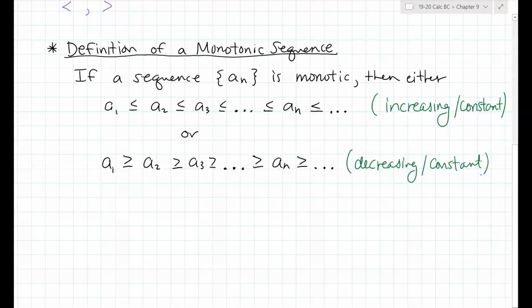The reason I write this out is that sometimes when you have to prove that something is increasing or decreasing, you use this idea: all you have to do is show that the function is either smaller than or equal to itself on the next term, in other words the n plus 1 term, or greater than or equal to itself on the next term. I'll show you one of those examples right now.